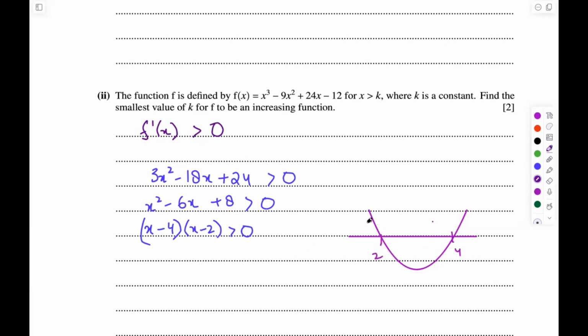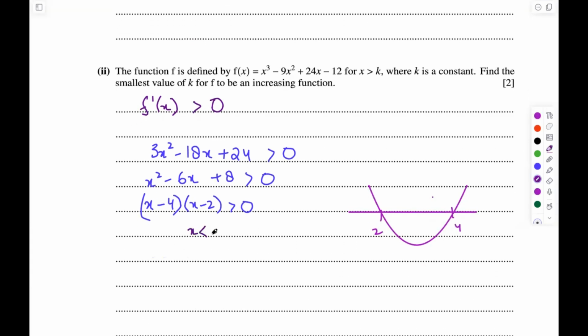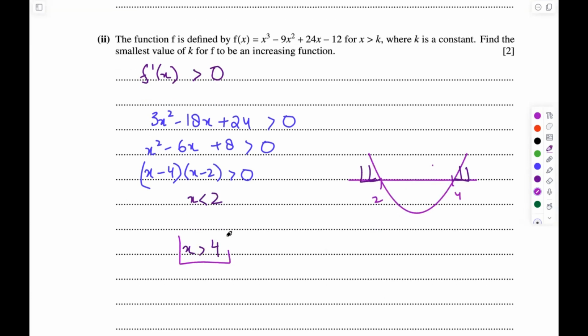Now we know that for the function to be an increasing function, x has to be less than 2, as it will be positive towards the left of 2 and towards the right of 4. So x has to be less than 2 or x has to be greater than 4. And as the question said that x has to be greater than a value k, in this case the answer will be x greater than 4, so the value of k will be equal to 4.